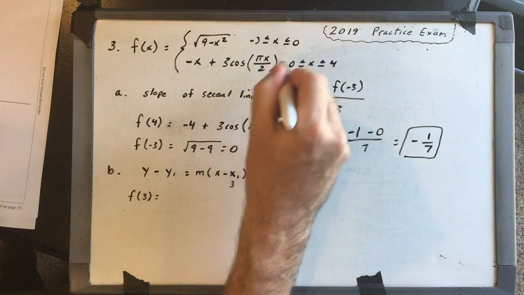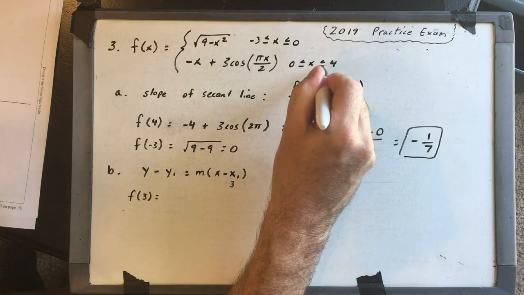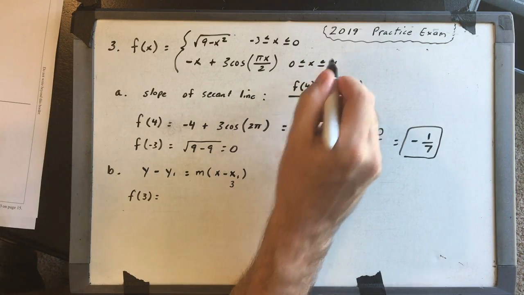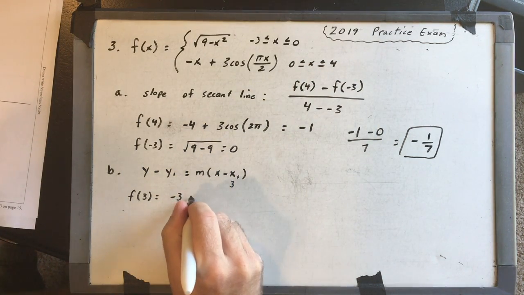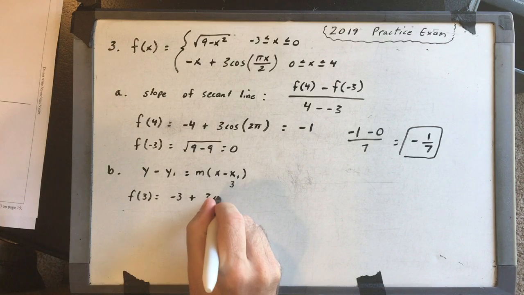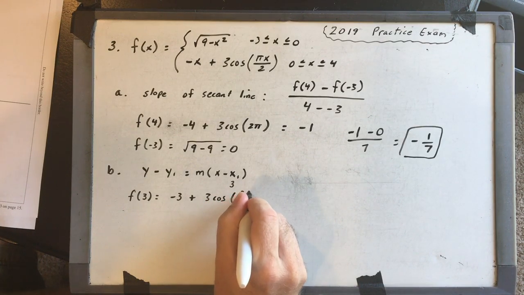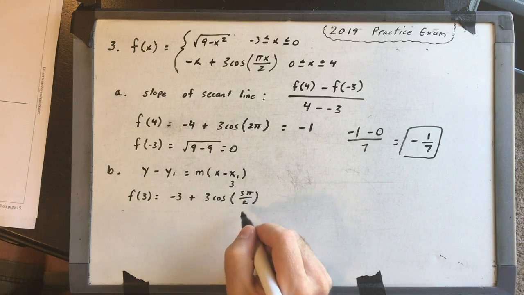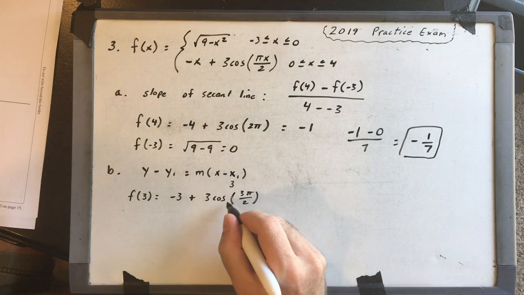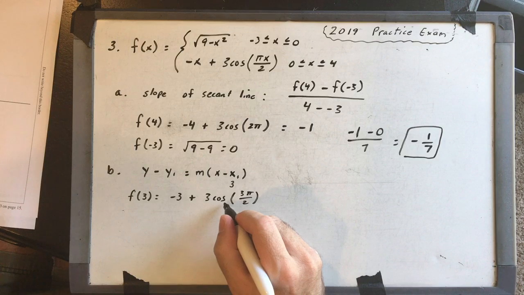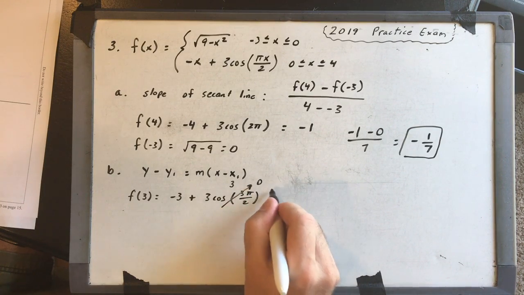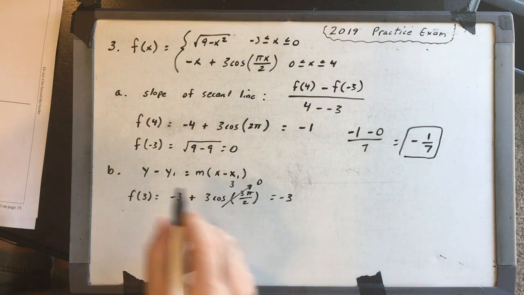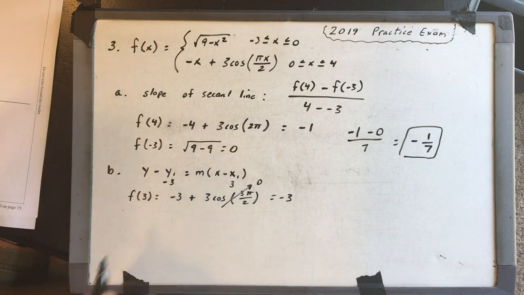So f of 3 would be this second equation, right? Because 3 is in between that interval. So it's negative 3 plus 3 times the cosine of 3 pi over 2. Well, the cosine of 3 pi over 2, have that unit circle ready on the test, is 0. So that's going to be negative 3. So we've got our y1 value.